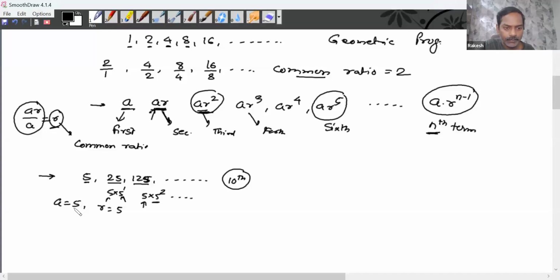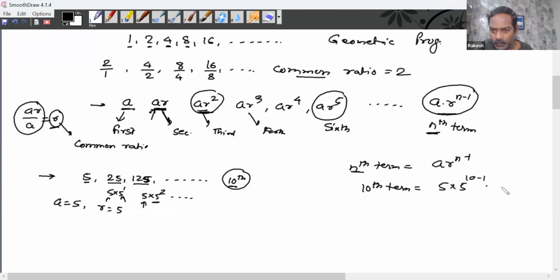So we have got the first term which is 5, the common ratio is also 5. The 10th term, as per the formula, if I want to find the nth term of this, then it should be a r to the power n minus 1. Now the value of n has to be 10. So the 10th term would be equal to 5 into 5 to the power 10 minus 1, which effectively is 5 into 5 to the power 9, which effectively is nothing but 5 to the power 10. This becomes the 10th term, right?